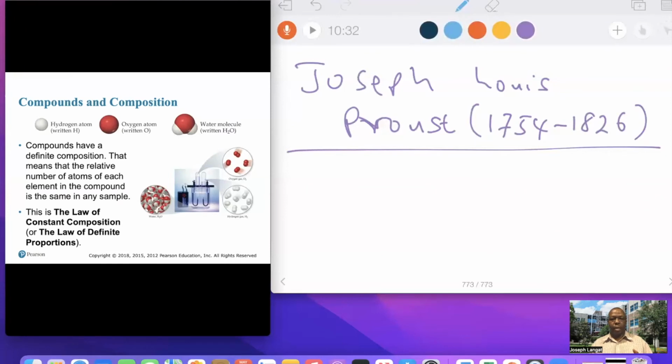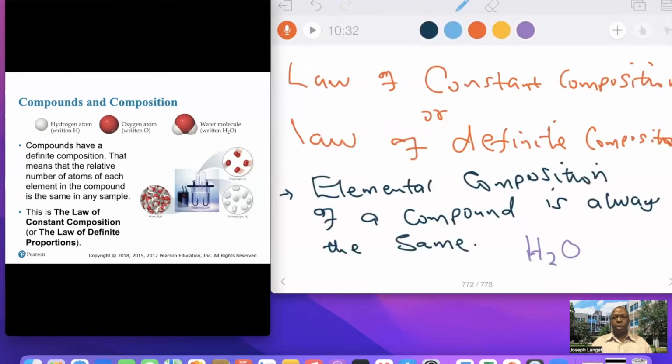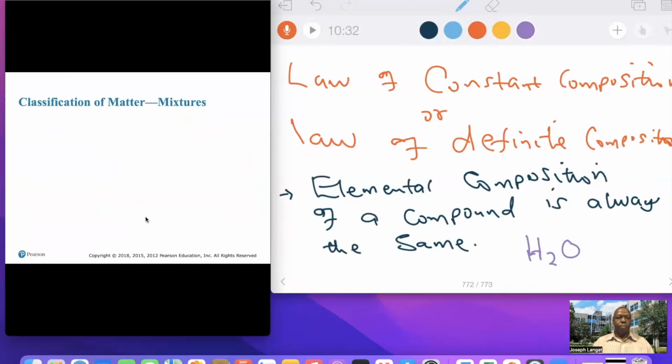Sometimes down the line, we'll also look at other scientists, and you should be able to tag a scientist to the law or scientific contribution. Dmitri, for example, is credited for the periodic table. We'll see that. So note the definition of the law of definite composition, what it states, and who is credited for that. That means that the relative number of atoms of each element in the compound is the same in any sample, no matter where the source is.